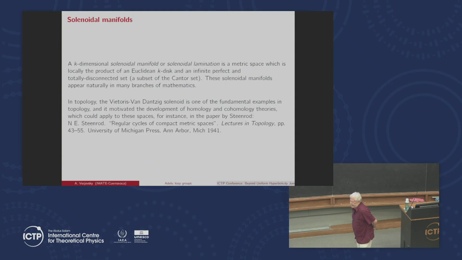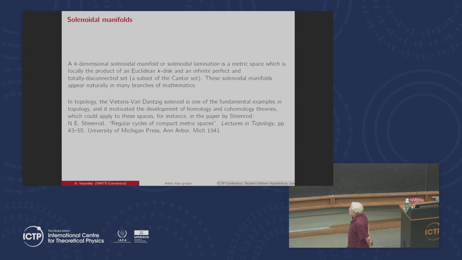Okay, so this work will be about solenoids, a special kind of foliated spaces. So the k-dimensional solenoidal manifold, or simply solenoidal lamination, is a metric space which is locally the product of a Euclidean disk of dimension k and an infinite, perfect, and totally disconnected set. That property implies that it's a subset of the Cantor set. But essentially, I will only consider Cantor set times a disk. So it's something like that. And these objects, which seem strange, appear all over the place in mathematics, as I will show you.